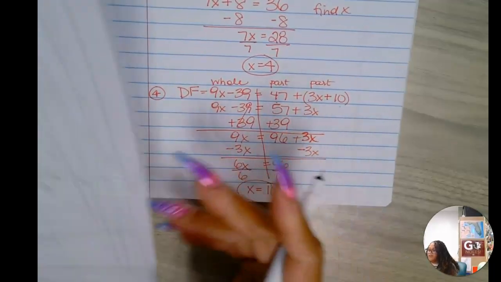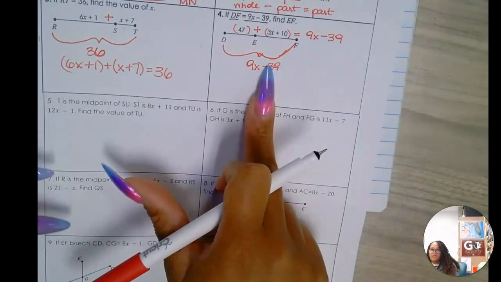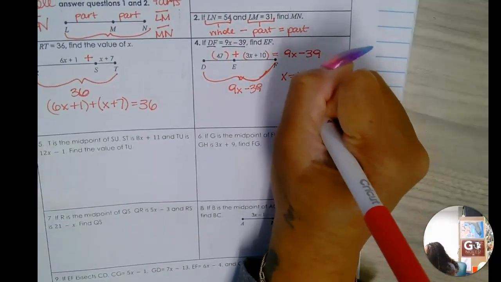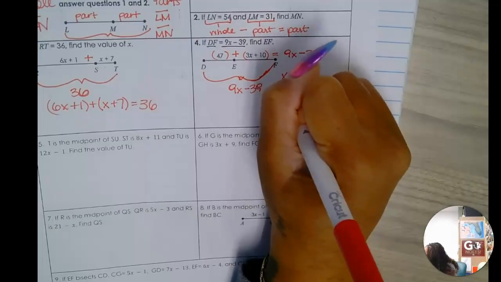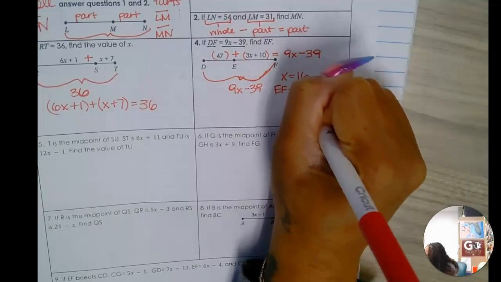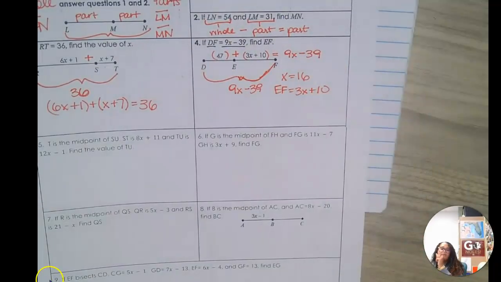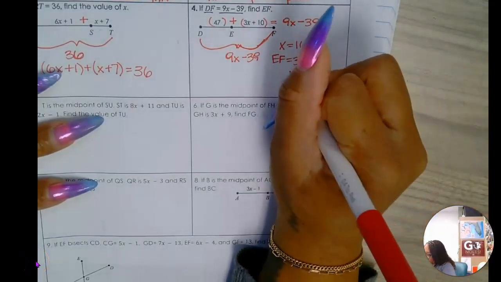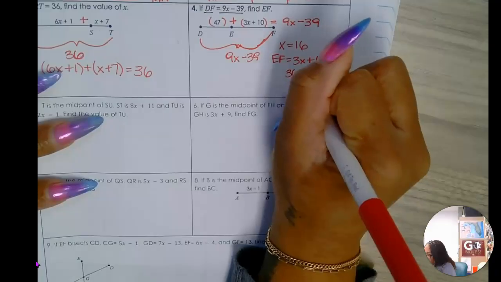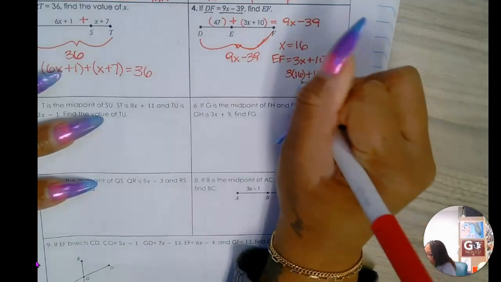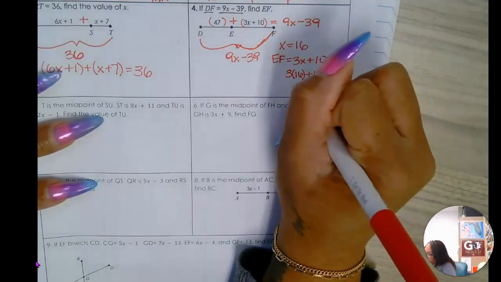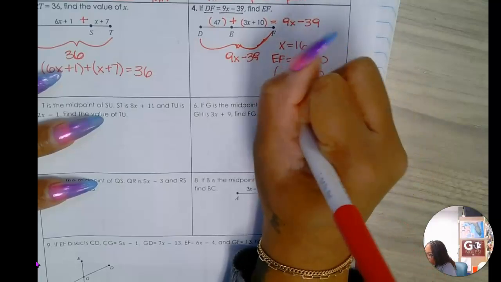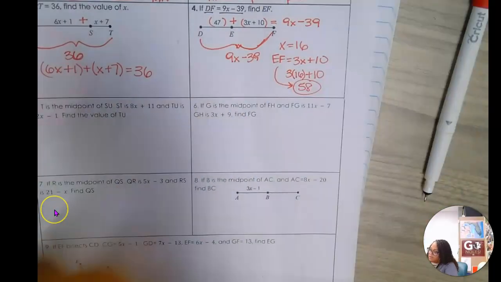But that's just my x value. I still need to plug it in to find EF. So if x equals 16 and EF equals 3x plus 10, now that I know that the value of x is 16, I'm going to say 3 times 16 plus 10. 3 times 16 is 48, and plus 10 is 58. So this is EF, and this is my answer.